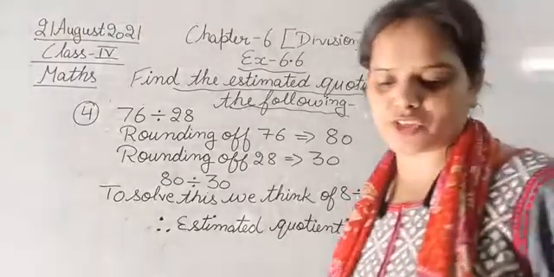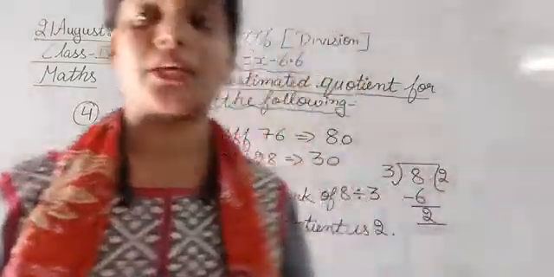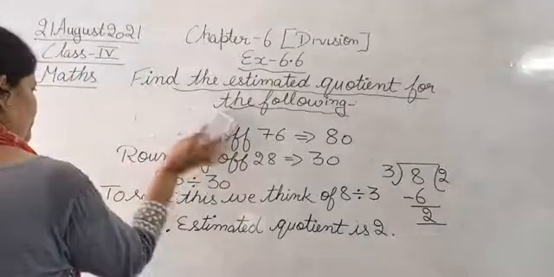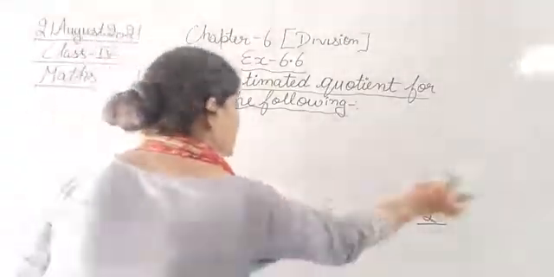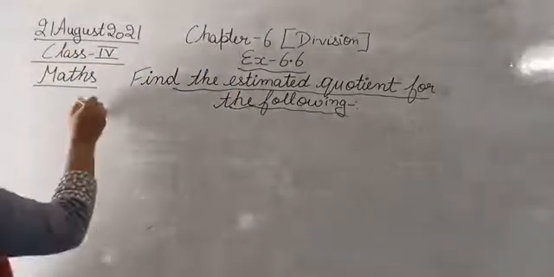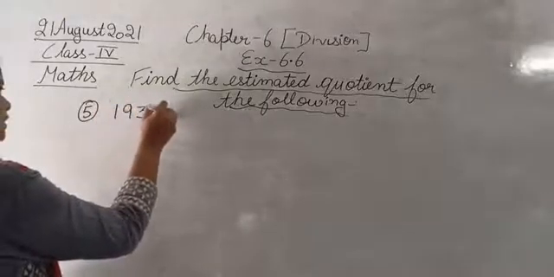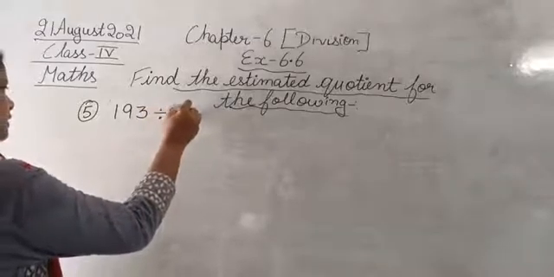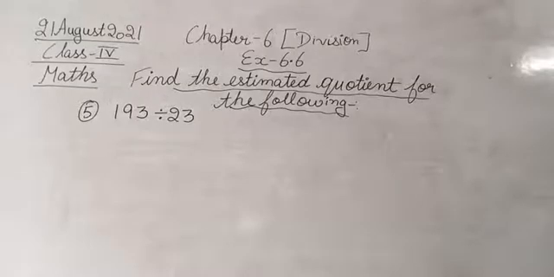Moving next to question number 5, that is 193 divided by 23. So now we have to find the estimated quotient of 193 divided by 23.